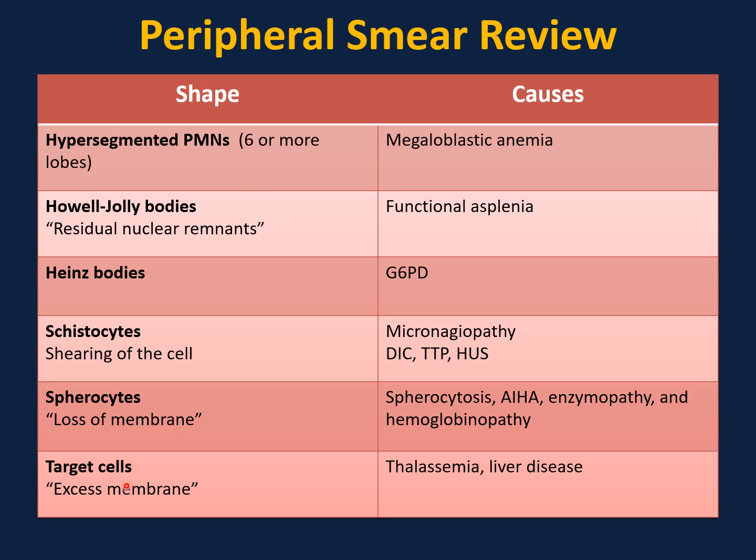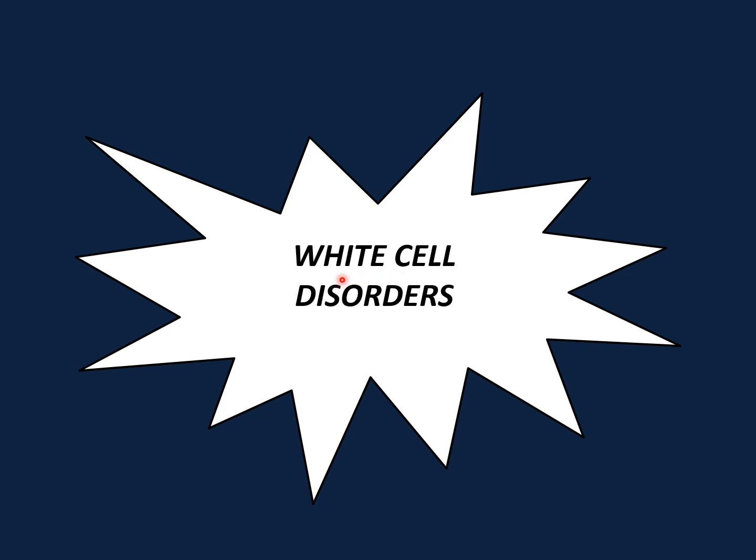Target cells are because of excess membrane, and there is a bulge, and the hemoglobin from the periphery will collect in the middle of the central halo or central pallor and will look like a target appearance or target cells. This is commonly seen in cases of thalassemia. We'll discuss in this section the non-neoplastic disorders of the white blood cells.